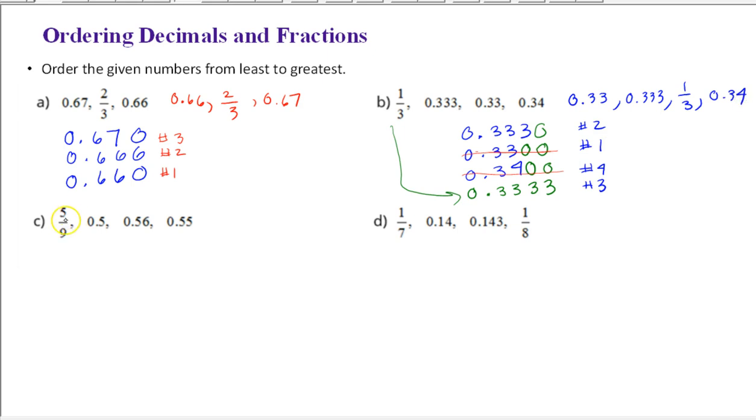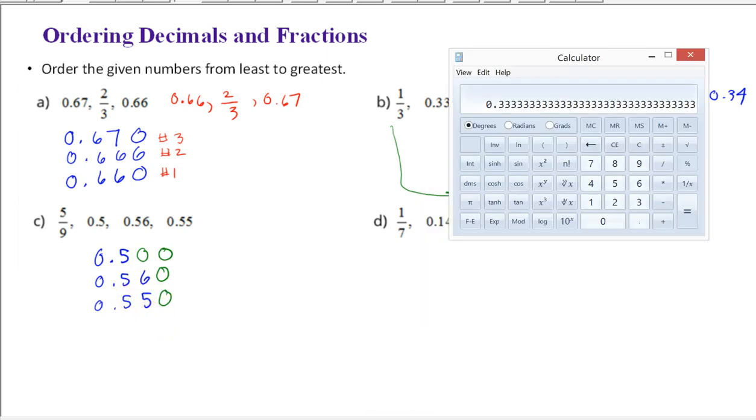Okay. Let's look at the next one. So here we have the 1 fraction, 5/9. I'm going to write the decimals first. So 0.5, 0.56, and 0.55. Okay. Now let's put in our 0 placeholders before we look up 5/9. So we want to go 1 digit past the largest amount of digits, so we'll add zeros here. And to 0.5, we'd need to add 2 zeros. So now they all have 3 digits to the right of the decimal.